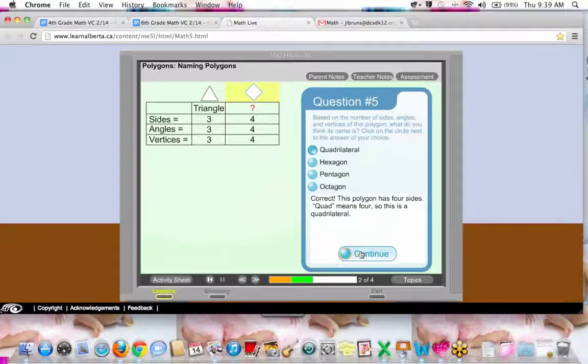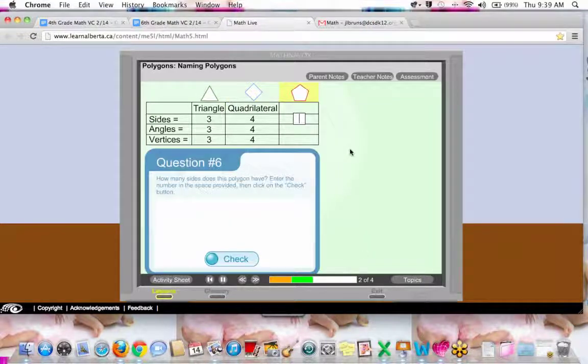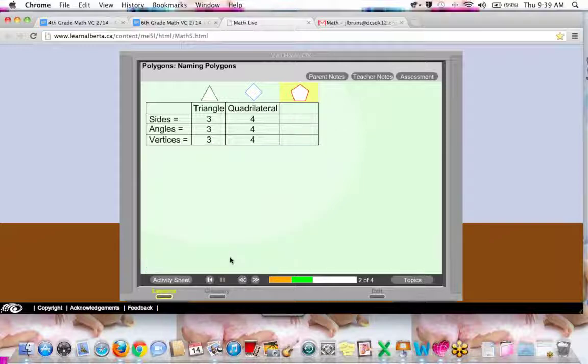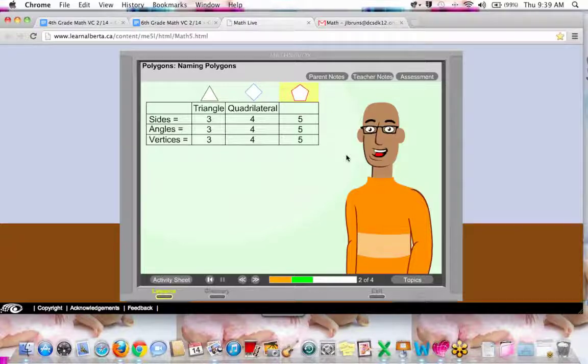Perfect. How many sides does this polygon have? Enter the number in the space provided, then click on the check button. 1, 2, 3, 4, 5. Okay, I think we're sensing a pattern. We'll fill in the rest of this chart for this polygon. It has 5 angles and 5 vertices. Notice the pattern. For each polygon, the number of sides, the number of angles, and the number of vertices is the same.